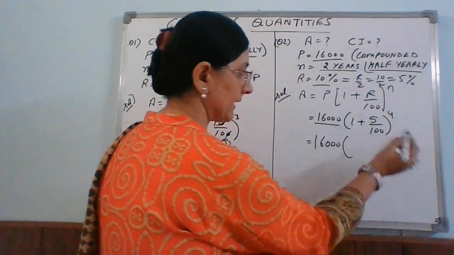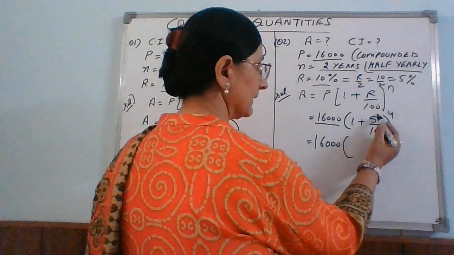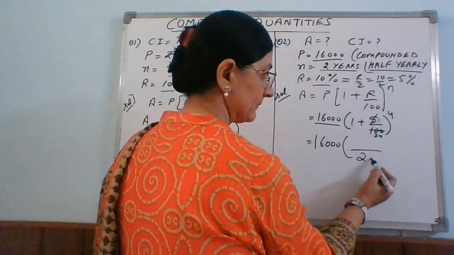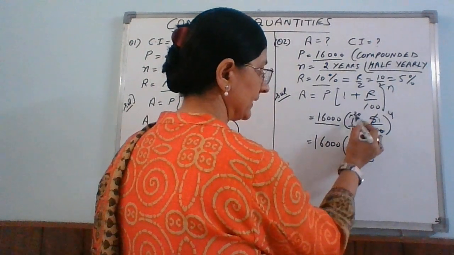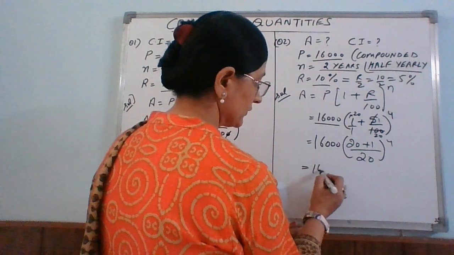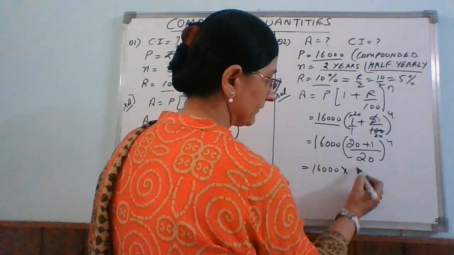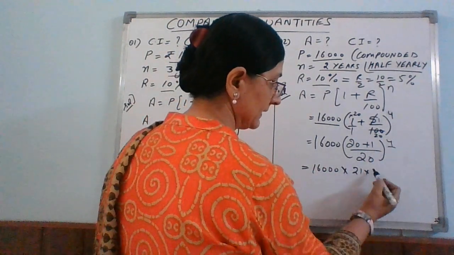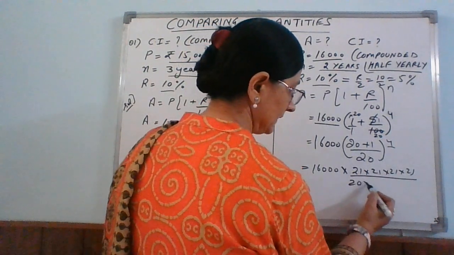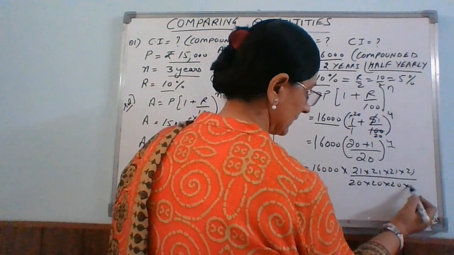Now we just have to solve this. First we need to solve the bracket here. Cancel it. 5 ones are 5, 5 twos are 20. 1 by 20 came. Again taking the LCM, here it's 1 multiplied by 20. So it's 21 by 20, and here it's power 4. So you have to solve 21. You have to write 21 four times because the power is 4. 20, 20, 20 and 20.